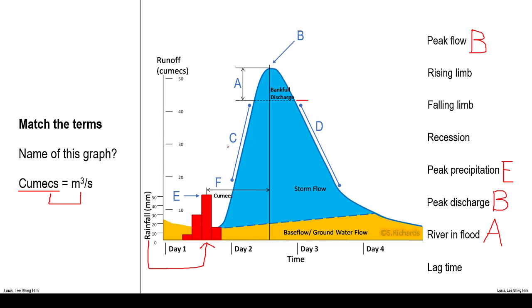When it increases, we say that we will have a rising limb. It is going upward. So it is C. And then after the peak flow or the peak discharge, the amount of water in the river will drop. So we will have a falling limb to the direction downward. You can also say it is a recession because the amount of water passing through the river is dropping.